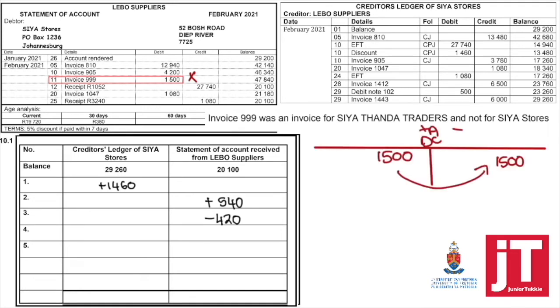And to correct it, they will need to credit our account with 1,500. So on the statement of account received from label suppliers, minus 1,500.